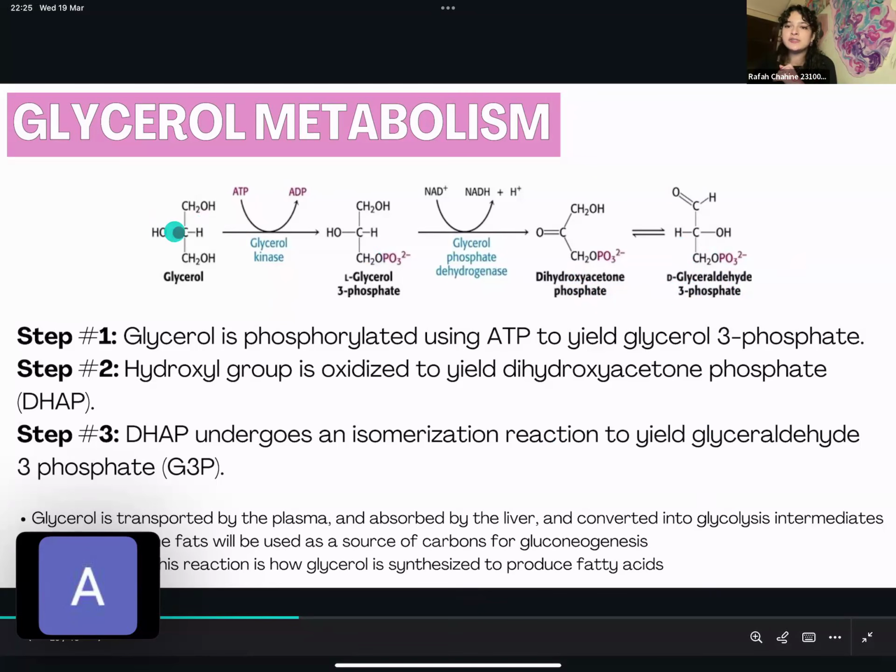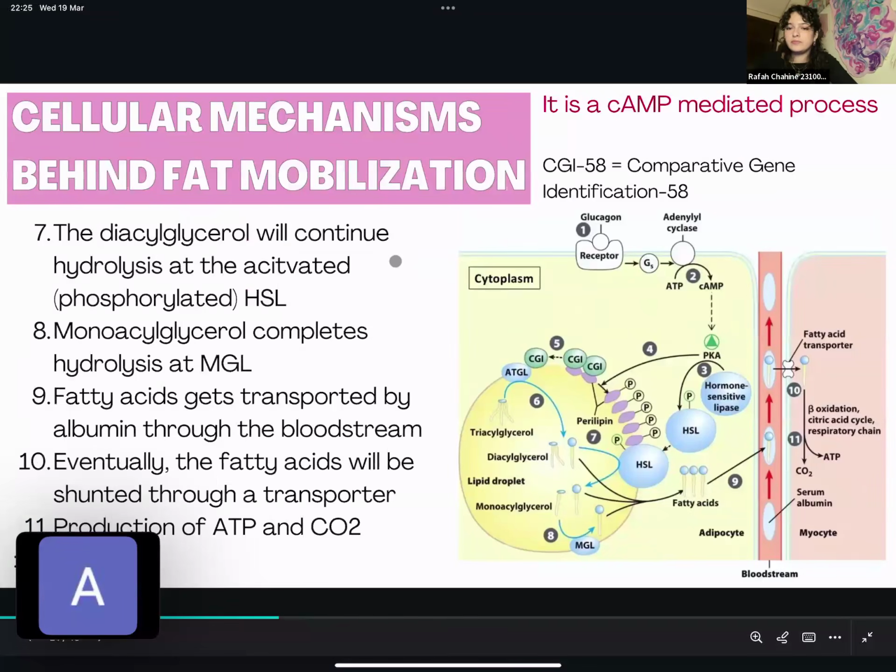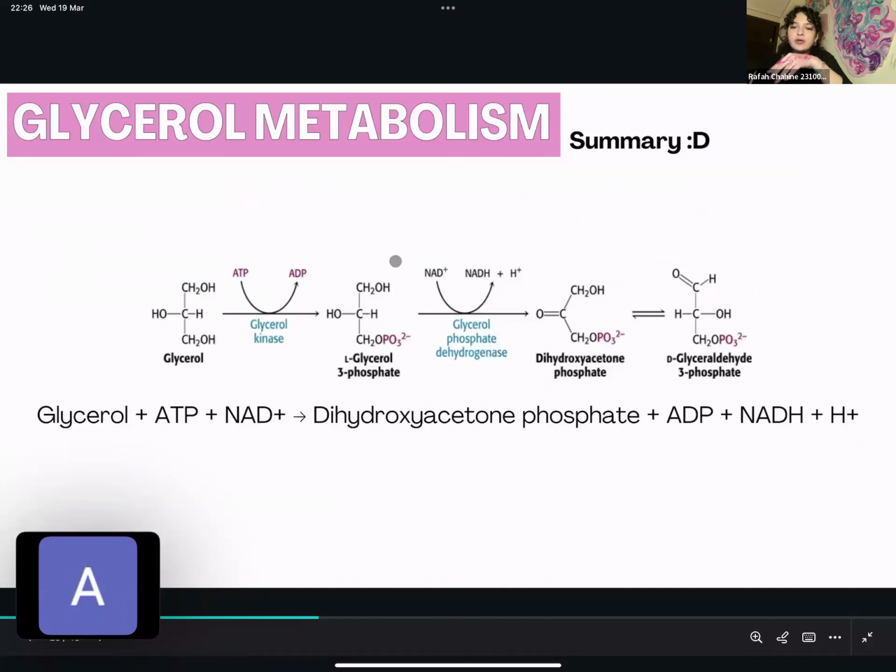So now, just a couple of things. The reverse of this reaction is how we produce glycerol for fatty acid synthesis. And these first 2 bullet points we already talked about previously. So this is a summary of everything that went in and everything that went out. Glycerol went in, ATP, we used it, NAD, we used it. What do we get? Dihydroxyacetone phosphate, the ADP after removing the phosphate from the ATP, and NADH after reducing NAD, plus the free hydrogen from the hydroxyl group that we took the hydrogen away. So this is the summary of the glycerol metabolism.